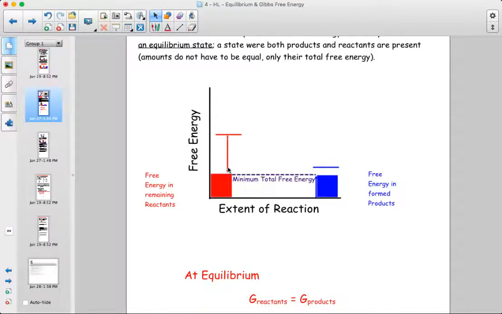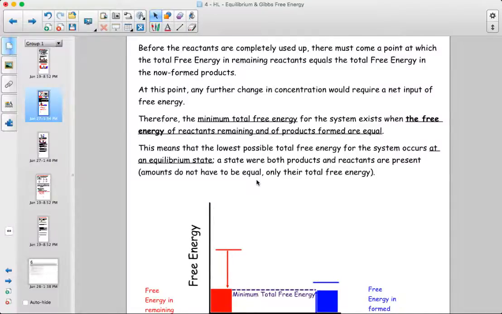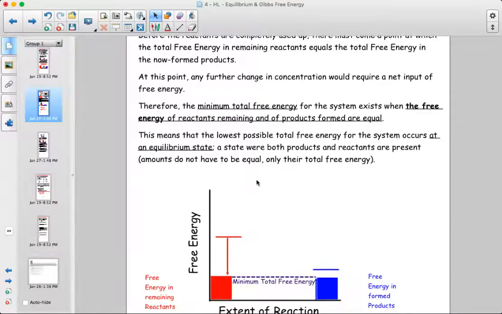So as this one falls, and as the amount of energy in product form rises, there's got to be a point where they equal. Okay? There has to be a point where the amount of energy stored in each is the same. And at this point, if you make any further changes in the amounts of reactants or products, it's going to require a net input of free energy. It's a positive change in delta G, which we know shouldn't really happen spontaneously. That requires an input of work, right?